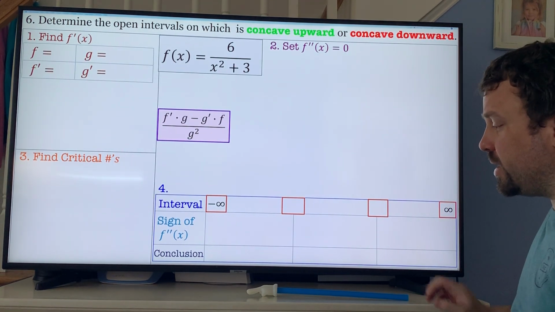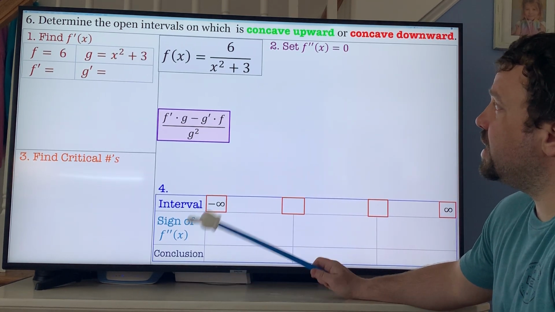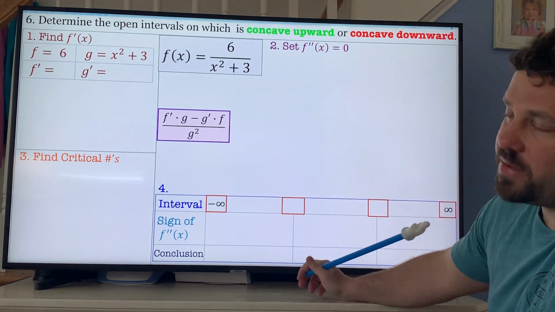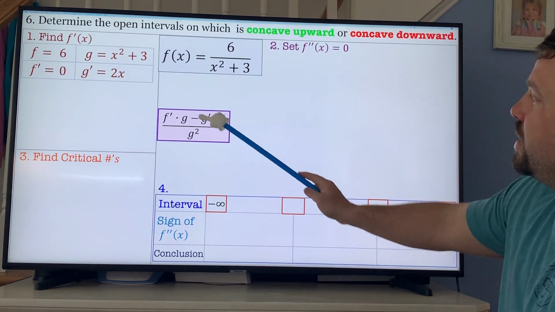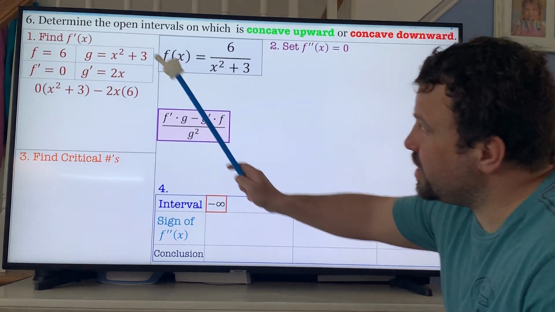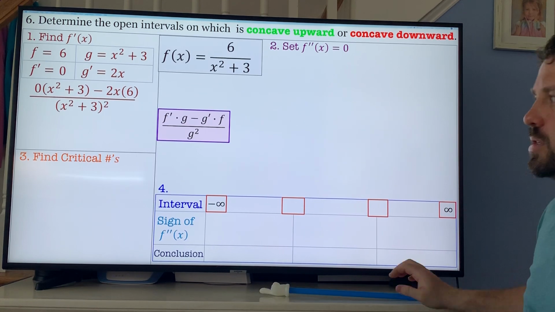Hope you used the quotient rule. I gave it to you right here. All right, so numerator 6, denominator is x squared plus 3. Derivative of 6 is 0. Derivative of x squared plus 3 is 2x plus 0, or 2x. F prime g: 0 times this minus 2x times this, over x squared plus 3 squared.